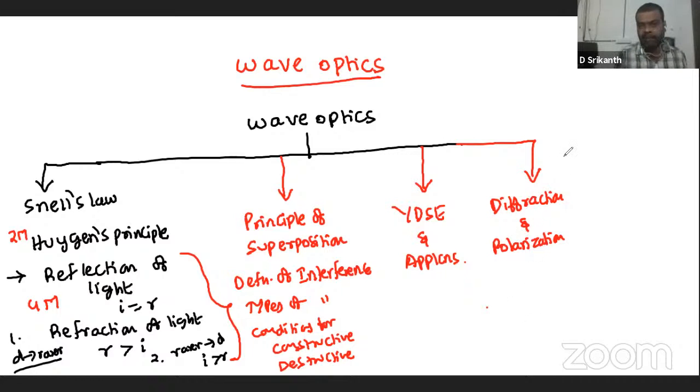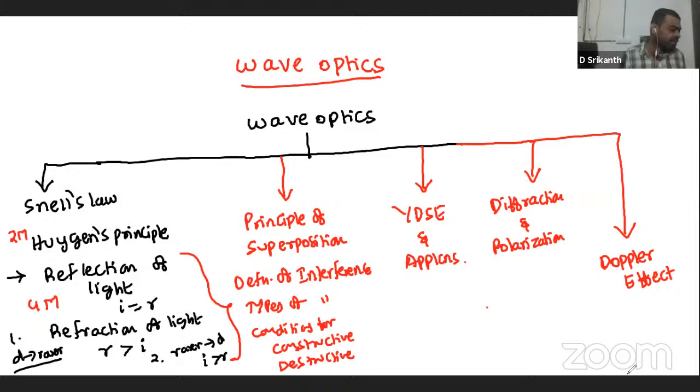Apart from this, we are having a topic called Doppler effect with respect to the light rays. I think in wave motion, you might have studied the Doppler effect with respect to sound waves. Here we'll study with respect to the light rays. That is the entire picture of this chapter.